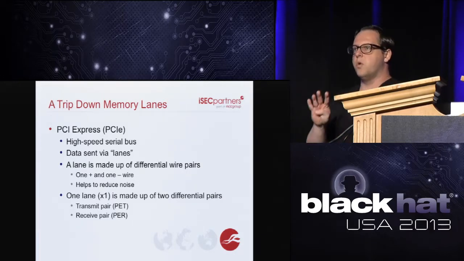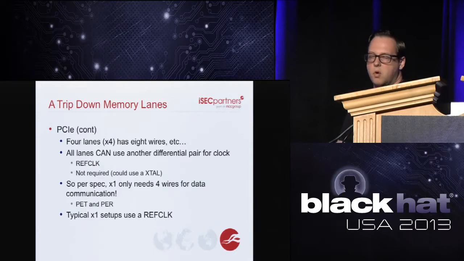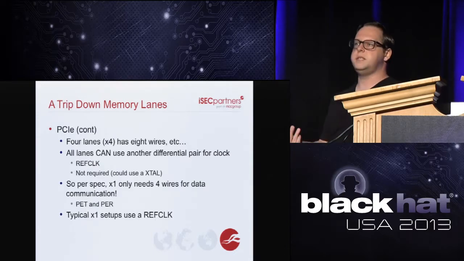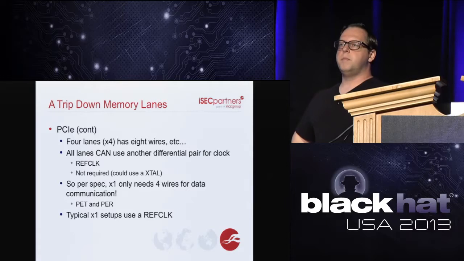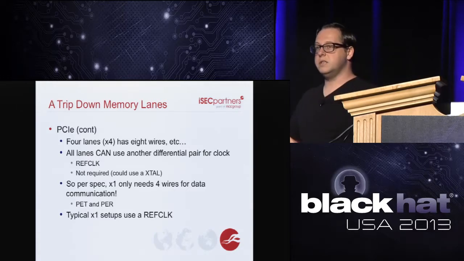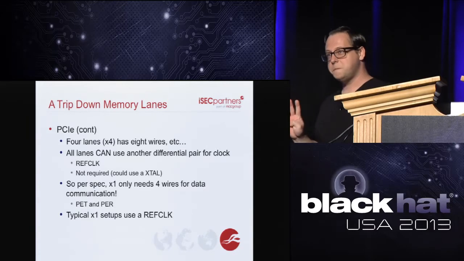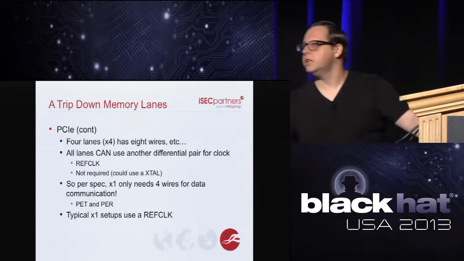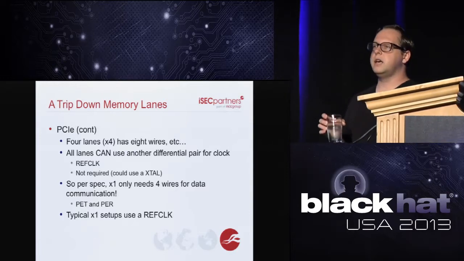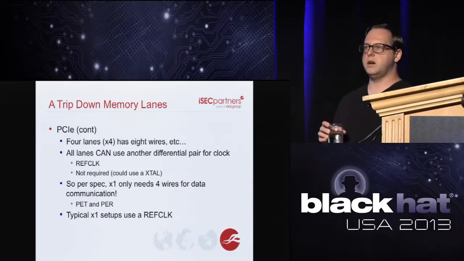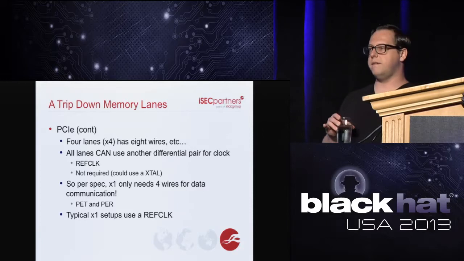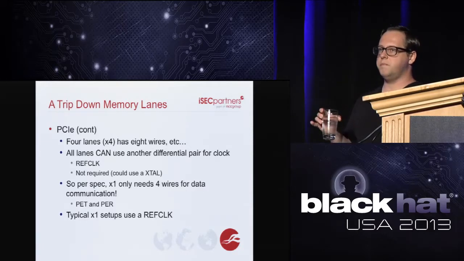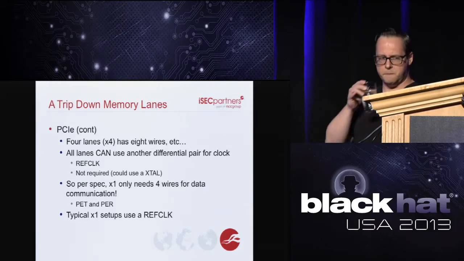And obviously we have the transmit and receive pairs. So those four lines will make up a single lane, or x1 PCI Express. Per the PCI SIG specification, the minimum amount of wires needed for PCI Express is 4. Single lane PCI Express only needs 4 wires. I thought that was really interesting. A reference clock is optional, it's not required, and you can get away with a 2.5 gigahertz oscillator with plus or minus 300 ppm.